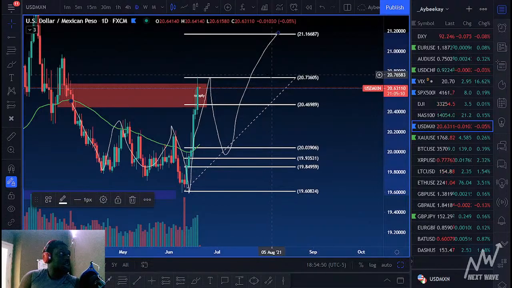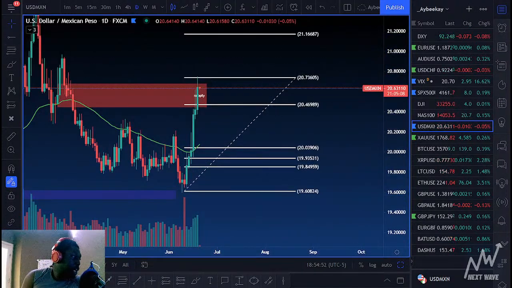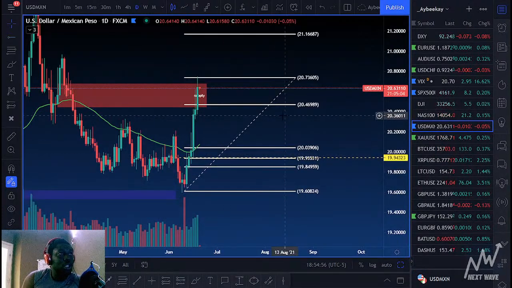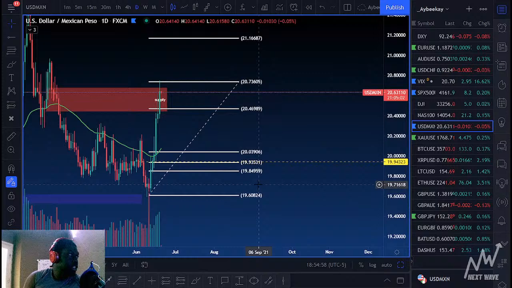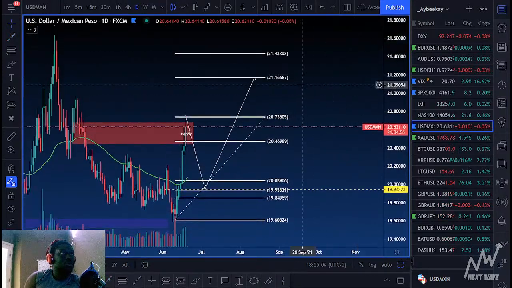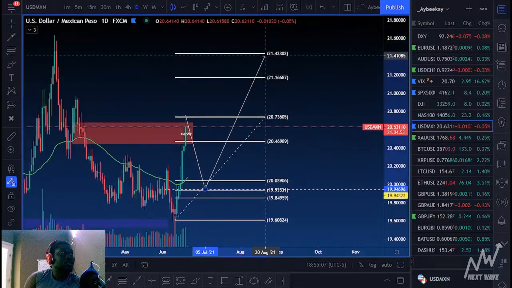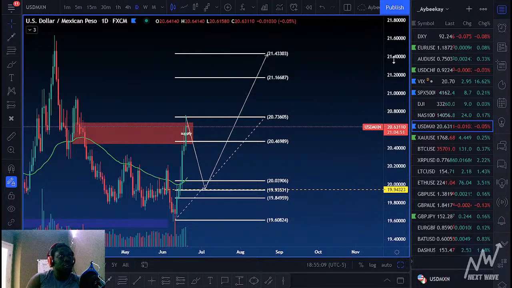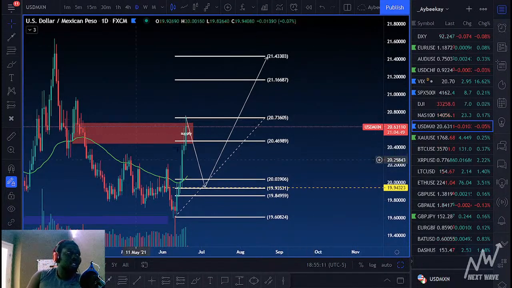So that's what I'm looking for on USD Mexican. I would love for it to reject over here. This could be a good sell opportunity for those that are looking for the sells, but I'm not calling that. What I am watching for is this retracement and then a continuation. Okay, so that's what I'm looking at for my tacos. I would love to see this happen.